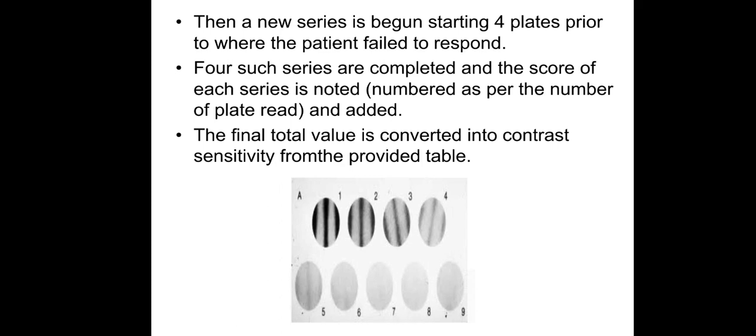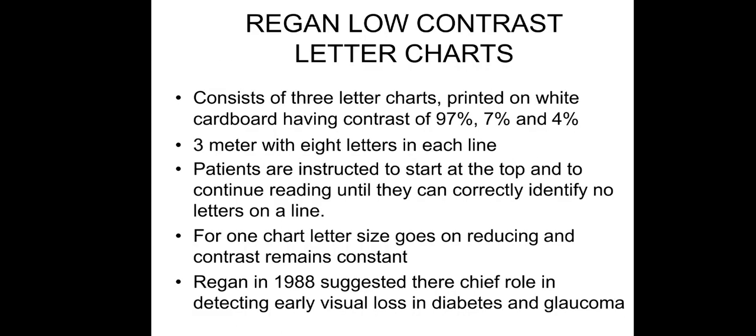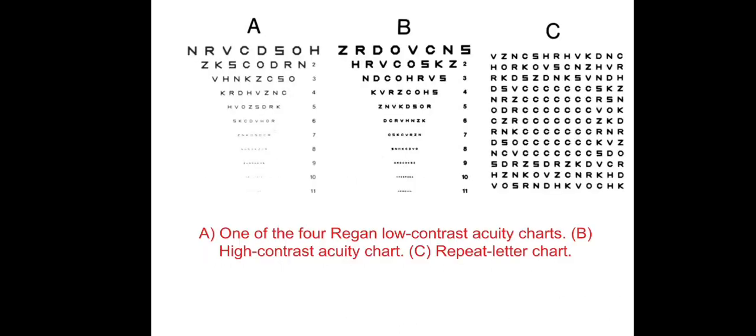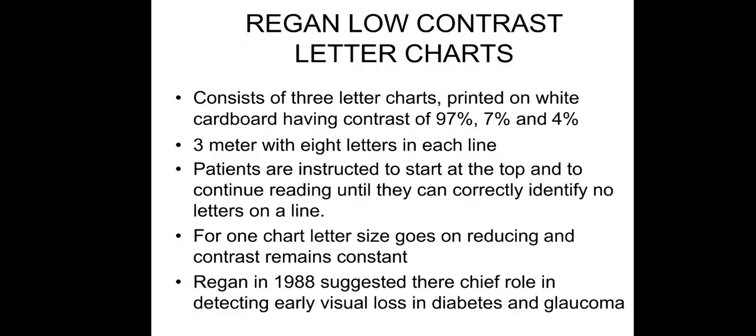Four such series are completed, and the score of each series is noted and added. The final total value is converted into a contrast sensitivity from the provided table. So next is the Regan low contrast letter chart. It consists of three letters. Same, you can see in the image: A is one of the four Regan low contrast acuity charts, B is high contrast, and C1 is a repeat letter chart.